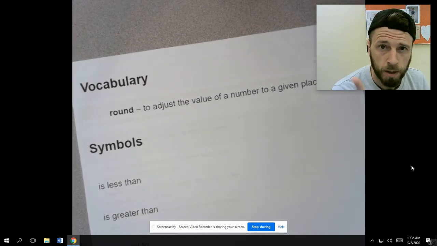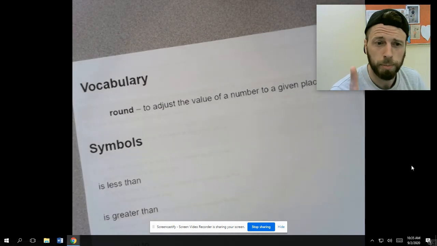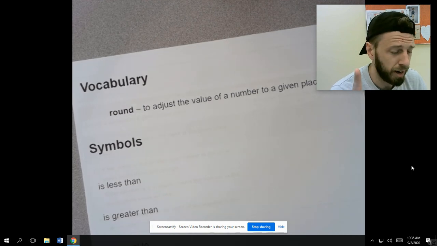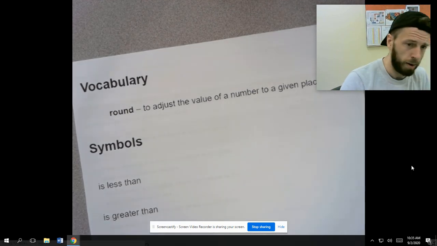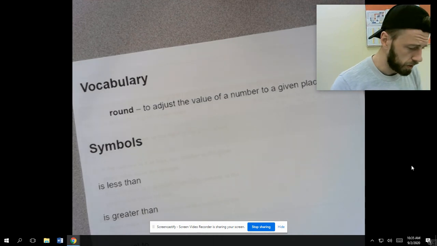I promise today no mints will be harmed. I went a little overboard yesterday. I understand. So I'm going to keep it down today.